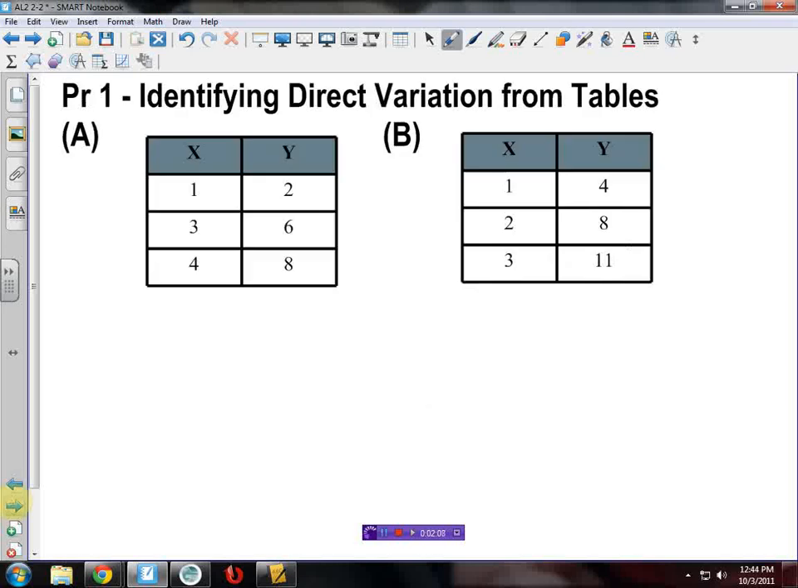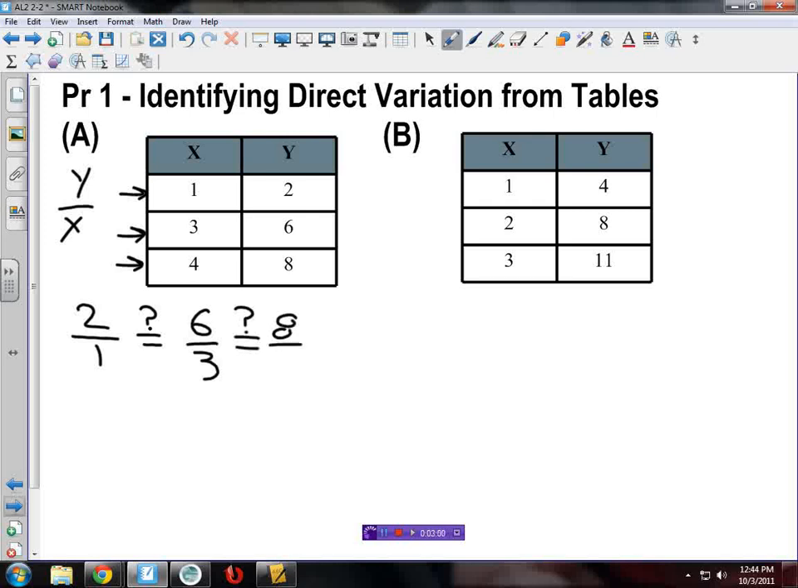And what that means is what we're going to do here, which is identifying whether it's direct variation or not. We just said that the ratio has to be the same for each one. So I'm going to take y over x for each row and make sure that each one's consistent. On the first one, I have 2 over 1. That's y over x. Is that equal to my second one, which is 6 over 3? And is that one equal to my last one, which is 8 over 4?